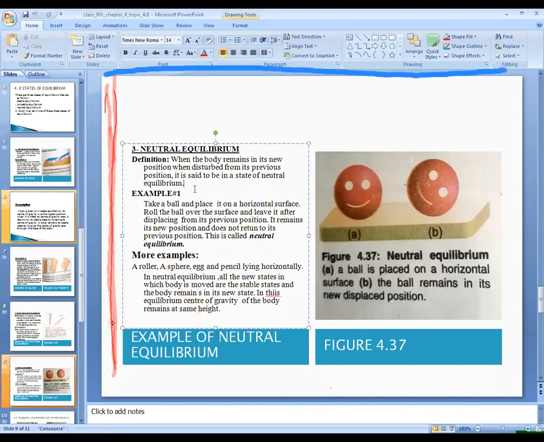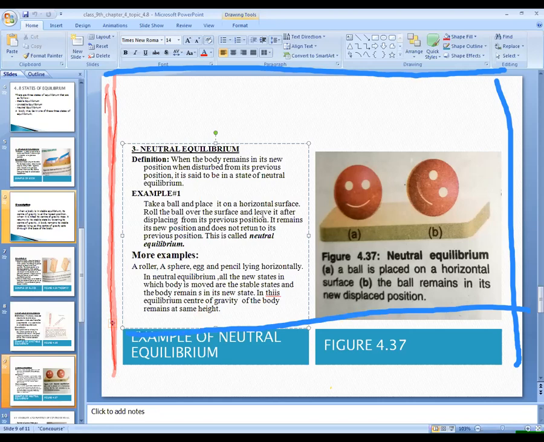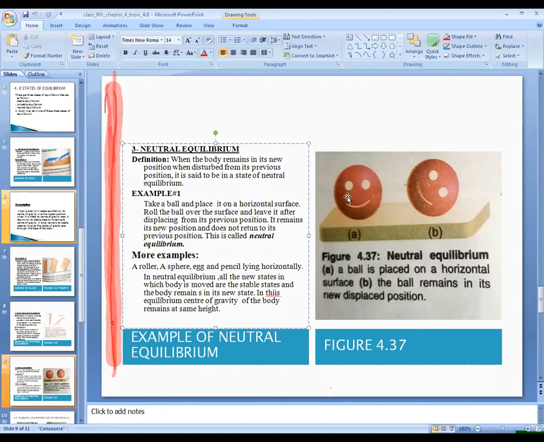Example number 1. Now we take the example. Take a ball and place it on a horizontal surface. Roll the ball over the surface and leave it after displacing it from its previous position. This is the previous position, the original position. It remains in its new position. If we roll this ball, what will happen? After some time, it will reach over here. It will never come back to this original position again. This type of equilibrium is called neutral equilibrium.